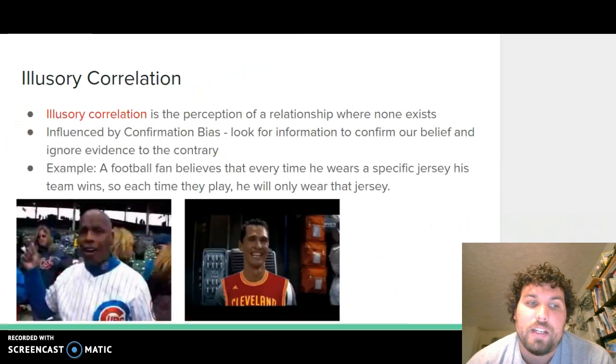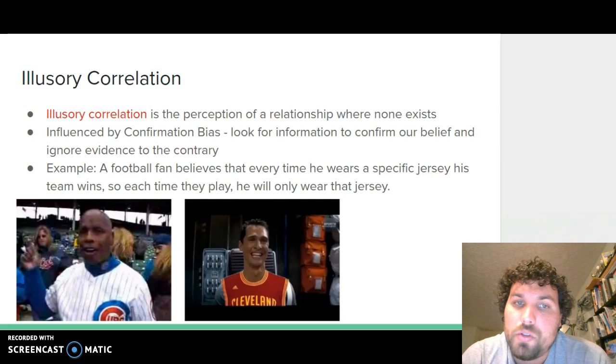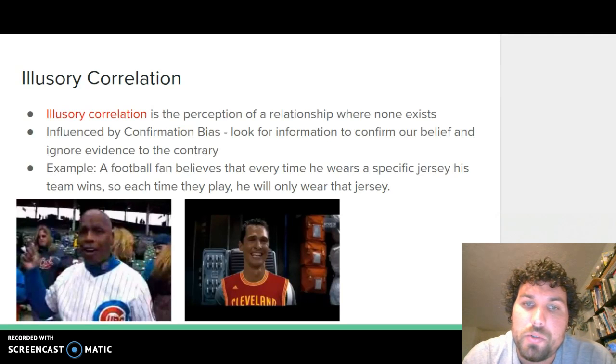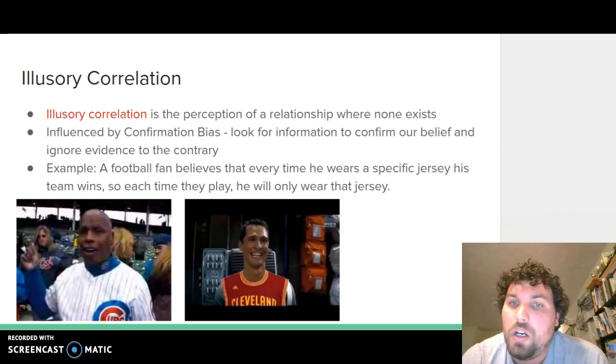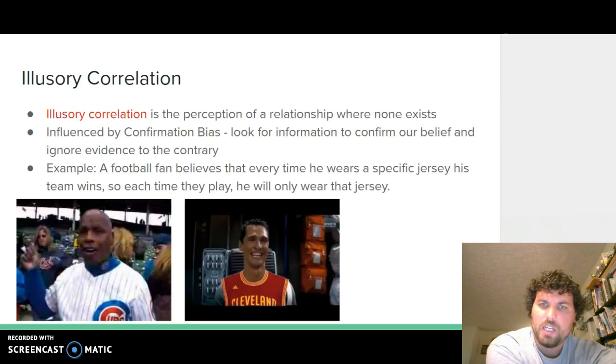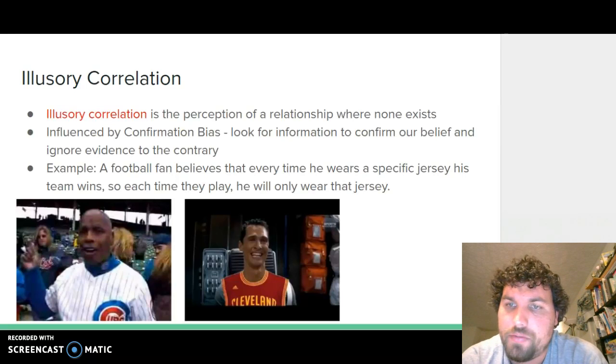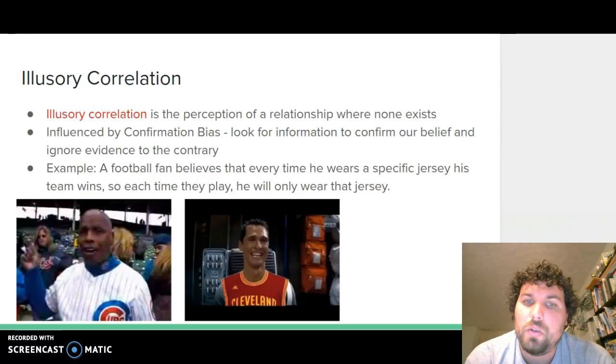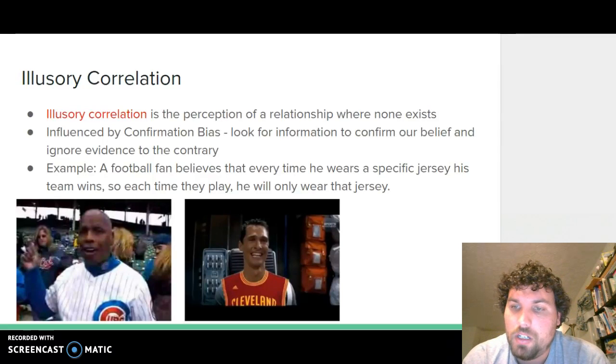All right, and then finally, the last part, the illusory correlation, one of your vocab terms. An illusory correlation is the perception of a relationship where none exists, and it's influenced by our confirmation bias. It's where we look for information to confirm our belief and ignore evidence to the contrary. So we're only looking to affirm what we already know. We don't pay attention to evidence to the contrary.